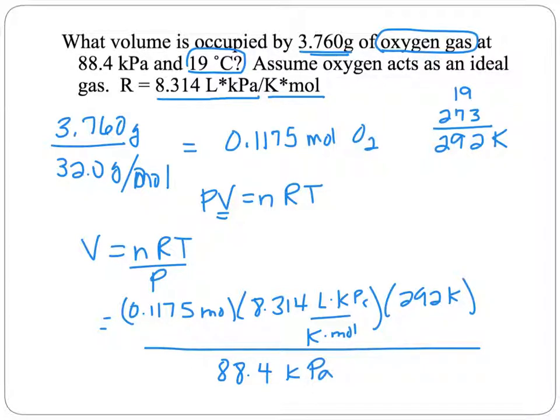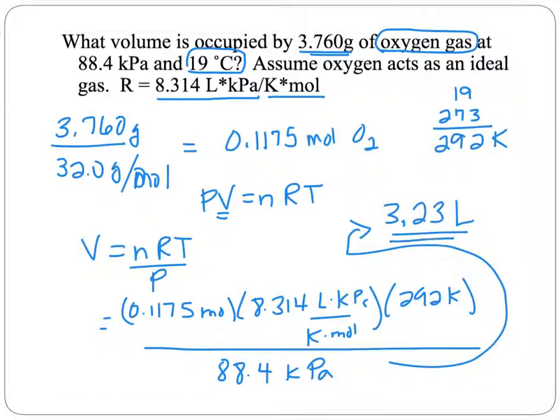And when you go ahead and do all the math and cancel out all of the units, I'm kind of running out of room here, but your answer will be 3.23 liters. And so the 3.760 grams of oxygen gas at the conditions described in this question will occupy a little bit over 3 liters of volume.